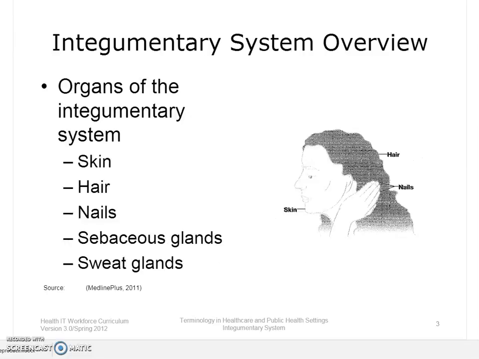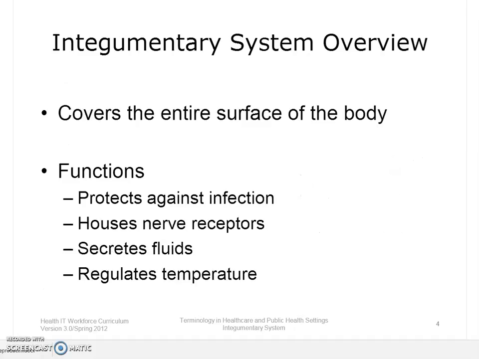The organs of the integumentary system include the skin, hair, nails, both fingernails and toenails, sebaceous glands, and sweat glands. The integumentary system is an extremely large, flat, flexible body system that covers the entire surface of the body. The primary functions of the integumentary system are protection, temperature regulation, and secretion of fluids. The integumentary system also houses nerve receptors.